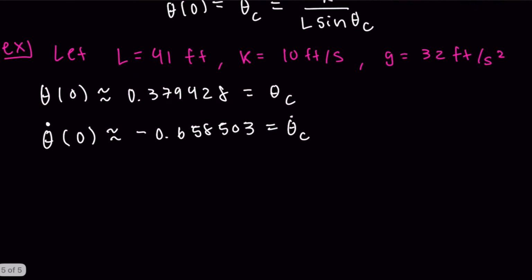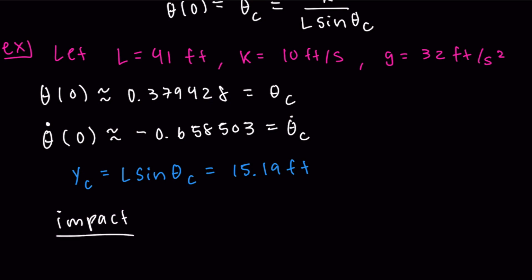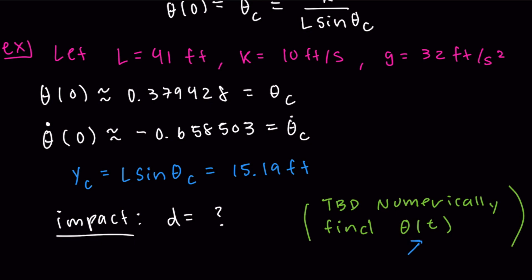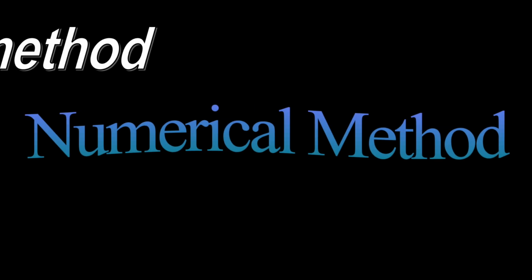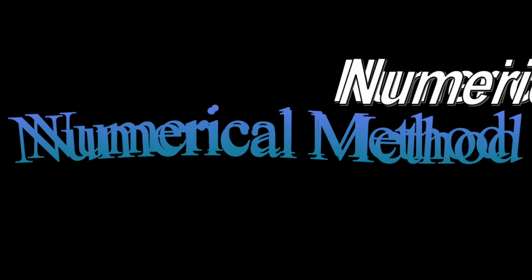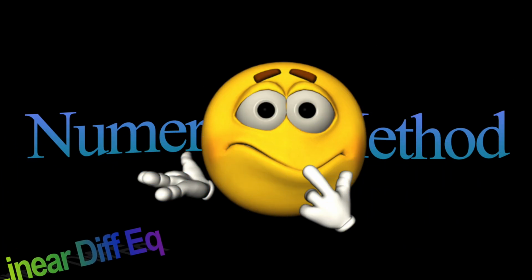With theta c given from above, we can now get yc, which is L sine theta c. And with our values, this gives us the critical height of 15.19 feet. So now what we need to do is find the impact. This is our distance d, which we do not know yet. D is to be determined as we need theta(t), which is really hard to find analytically. So we need to use a numerical method. Numerical method. How the heck do I get theta(t)?